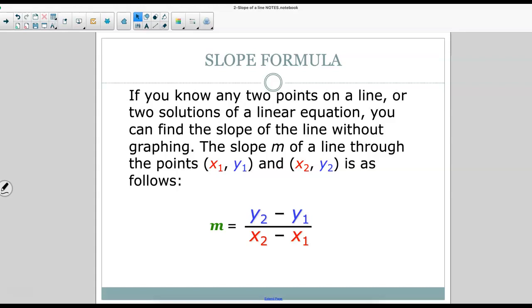Okay, so we're going to use something called the slope formula. We're going to do a lot of formulas in this unit. The slope formula says if you know any 2 points on a line, or if you're just given the points and not given the graph at all, you can find the slope. Because the slope is really the change in the y, how much do you step up, which is really subtracting the y values over the change in the x values. This is your rise over your run.